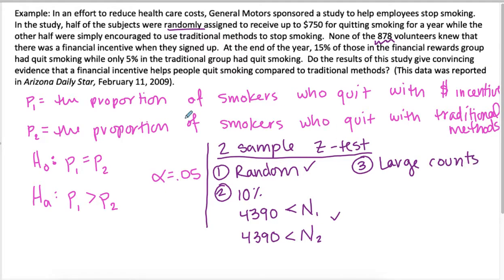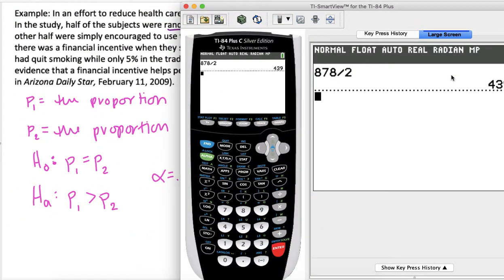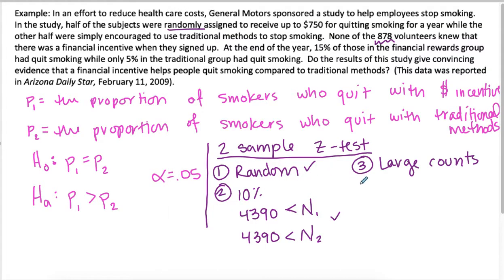Okay, I'm going to check for the first one. So that's our money incentive here. So 15% of our 439. So I'll take 439 and multiply by that 15%. And so we got 66 here. So we had 66 people that did quit smoking.